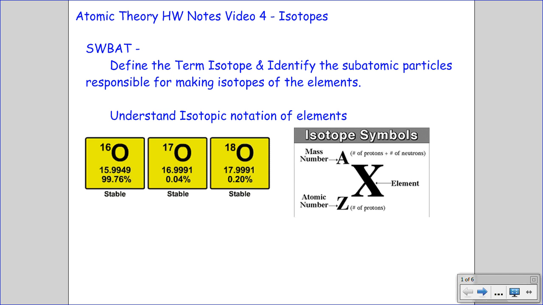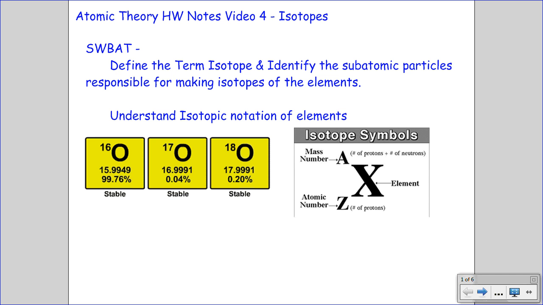This video is focusing on isotopes, their notations, and their definition, what an isotope is. So you'll be able to define the term isotope and identify those subatomic particles that are responsible for making an isotope, and understand the isotopic notation of the elements.